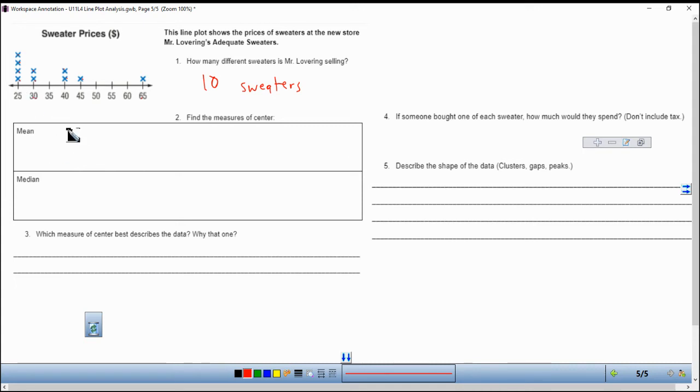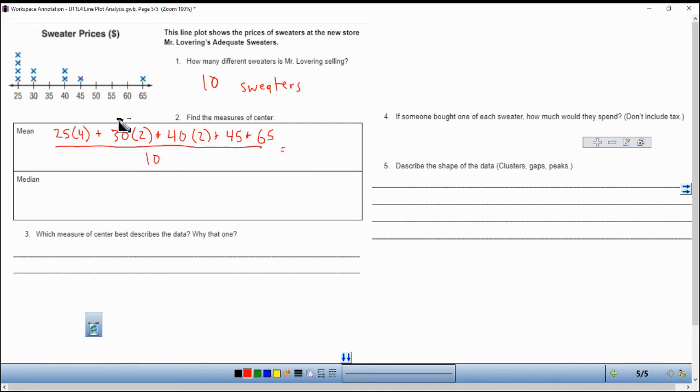I'm going to find the measures of center. Here we go. 25 times 4, because I got 4 of them. We're going to find the mean here. 30 times 2 plus 40 times 2 plus 45 plus 65. I think I wrote these way too big. And then divide it all because there's 10 sweaters, divided by 10.